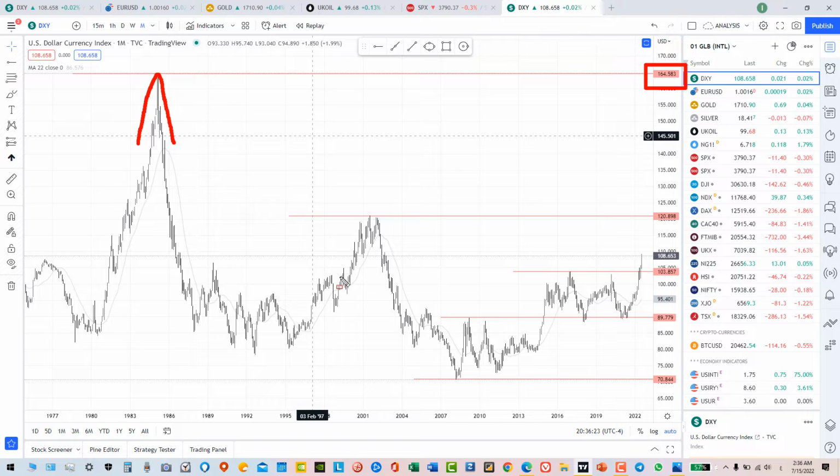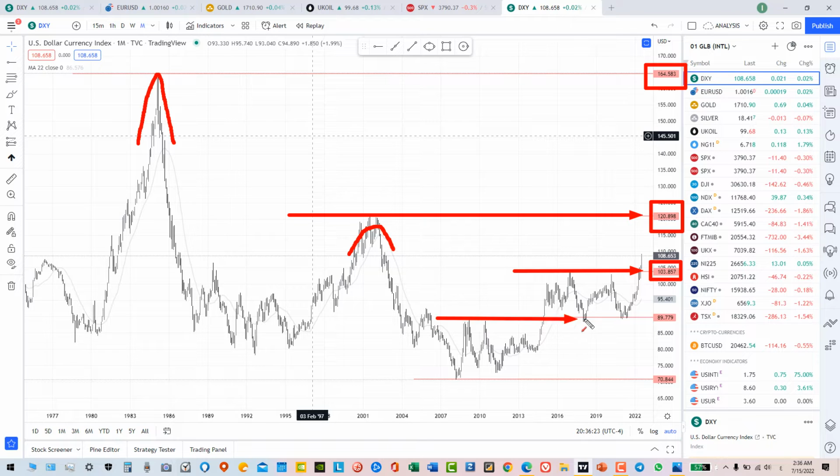and here is a little bit rounded peak around 120 points. These are very important resistances over the monthly chart, while the others are working as supports now: the 103, as well as the 90 level, and finally the historical low at around 70.